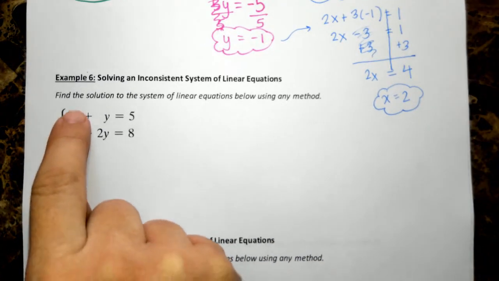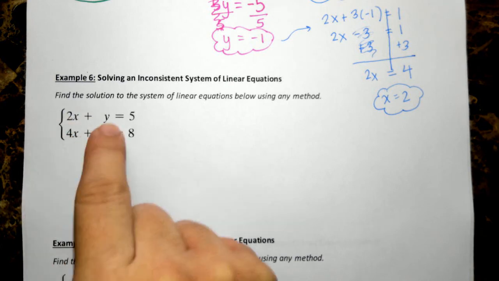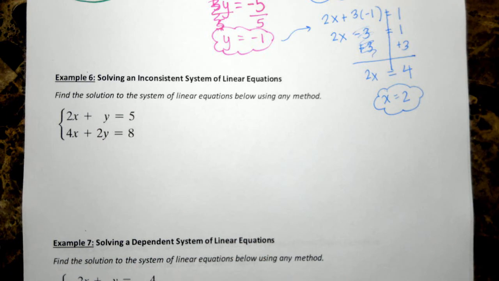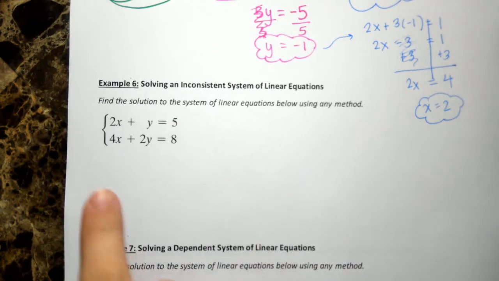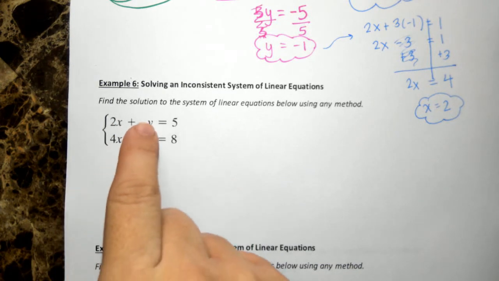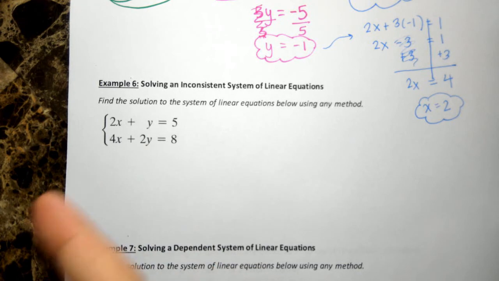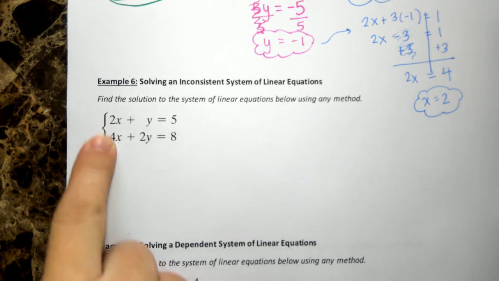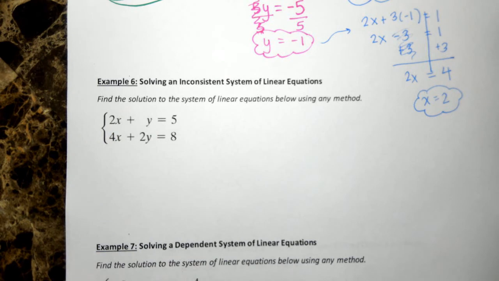Right off the bat, just make sure everything's lined up. The x's are lined up, the y's are lined up, the equal signs are lined up, and the constants are lined up. Now, right off the bat, though, I don't see any cancellations, meaning if I add the two equations, 2x plus 4x won't be 0, and 1y plus 2y will not be 0, it'll be 3y. So I do want to change one of them so that I can get some cancellations. I'm going to cancel out the x's. You can do the y's if you prefer that instead.